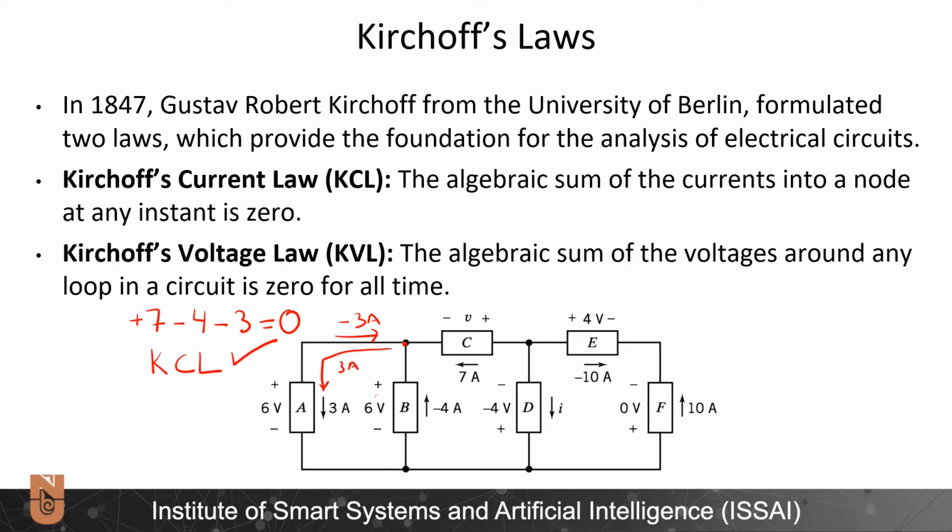Let's look at Kirchhoff's voltage law for another loop. Let's focus on this loop. In this loop, we have plus 4 volts, minus 0 volts, and again we have minus 4 volts. When we add this, we end up with 4 minus 4, 0 volts. In other words, Kirchhoff's voltage law for this loop is holding.